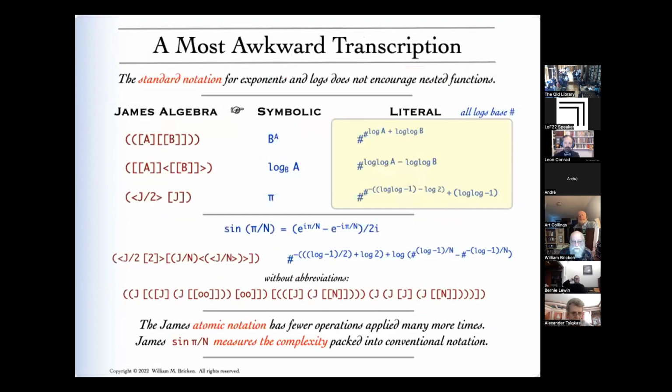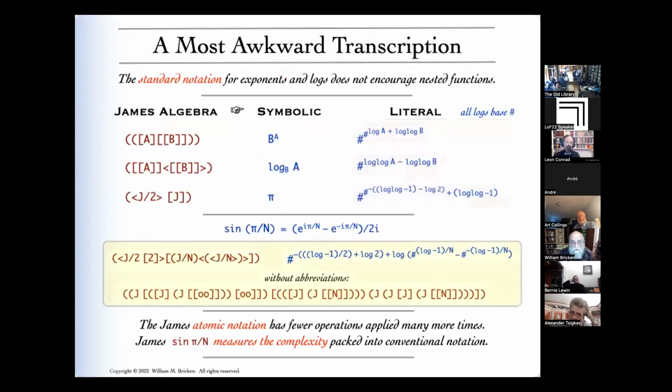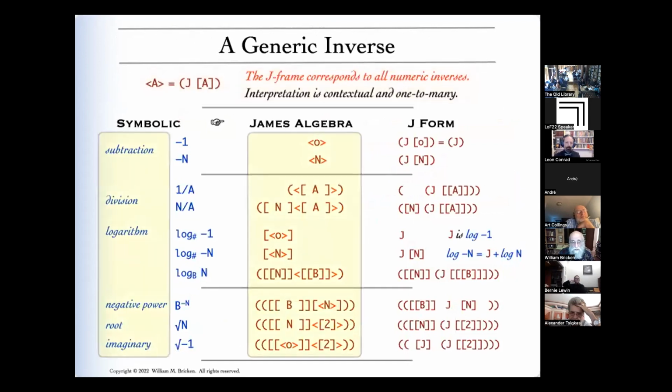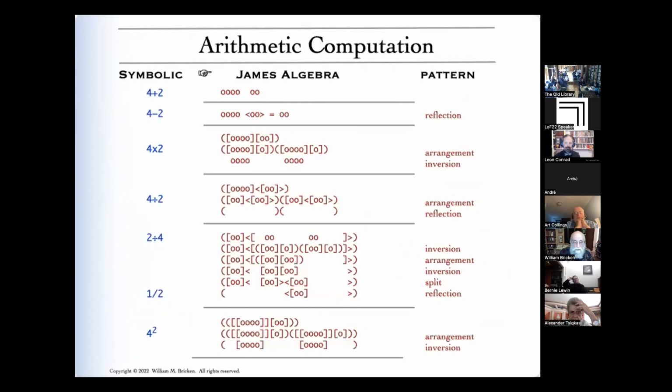And translating between James forms and regular notation using exponents and logarithms gets really ugly really fast. Here's the sine function as an example. You can see it gets ugly and the James form gets big. And the third and final adjustment is there are no inverse operations. Subtraction and division and logarithms and negative powers and roots and imaginaries are all taken care of by J occlusion, highlighted here with the angle bracket.